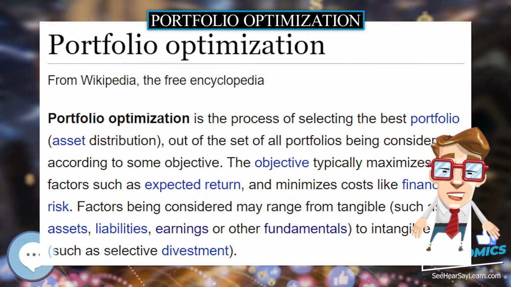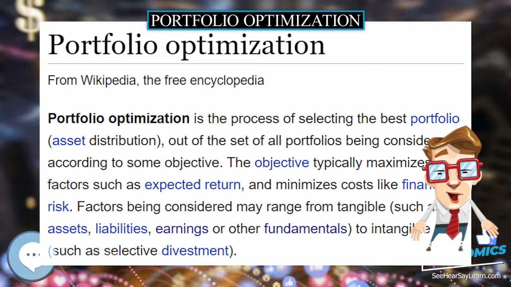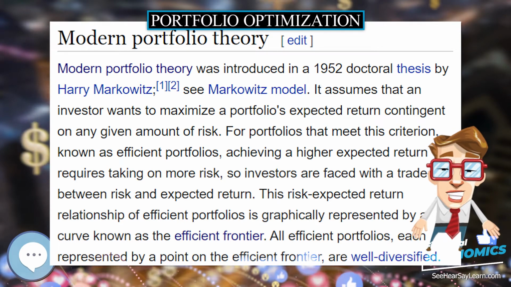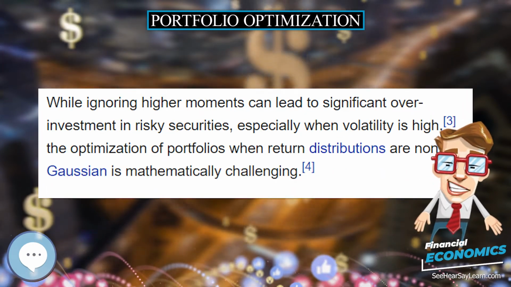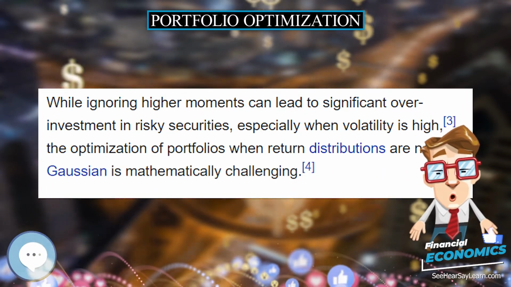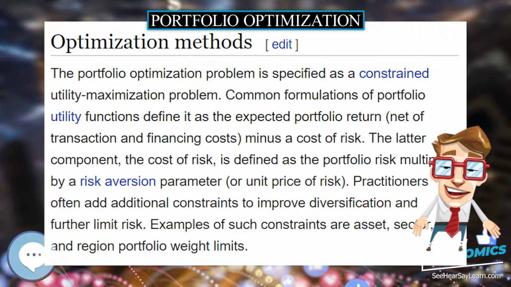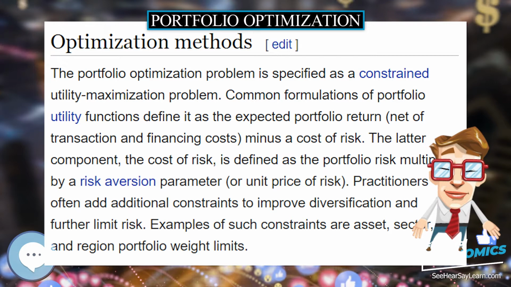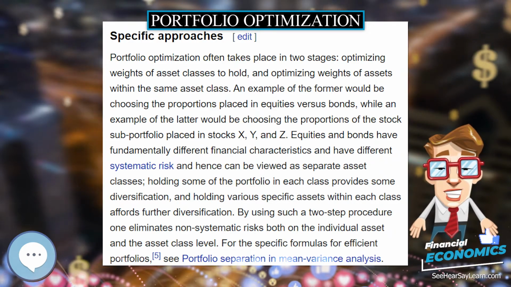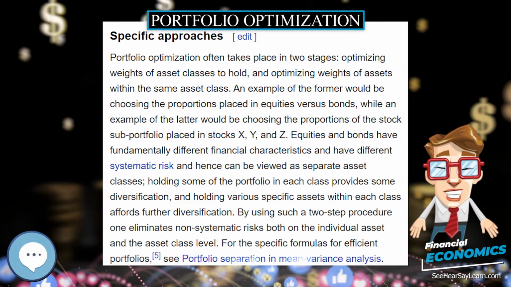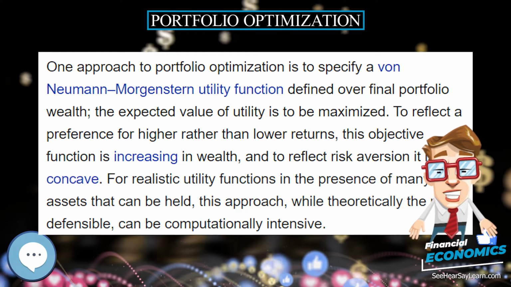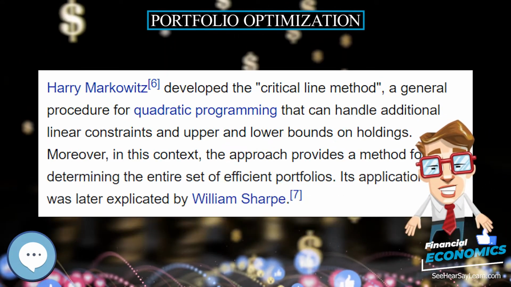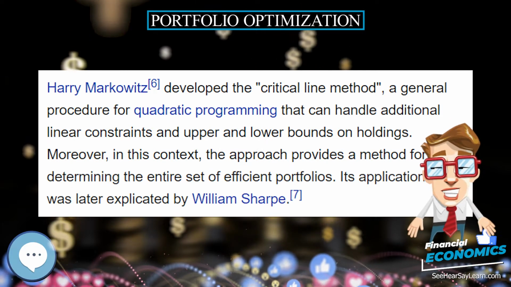Portfolio optimization. Portfolio optimization is the process of selecting the best portfolio asset distribution out of the set of all portfolios being considered, according to some objective. The objective typically maximizes factors such as expected return, and minimizes costs like financial risk. Factors being considered may range from tangible, such as assets, liabilities, earnings or other fundamentals, to intangible, such as selective divestment.